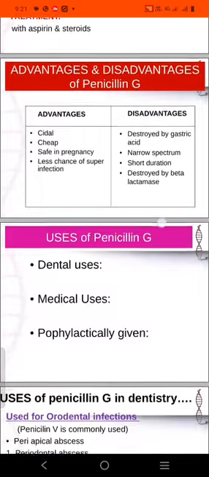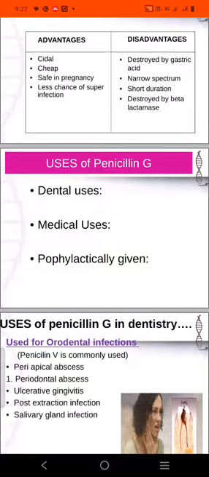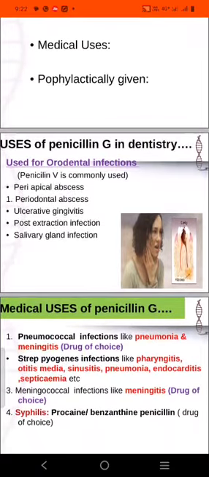Now we will see the uses of penicillin G. Penicillin G is used for dental purposes, medical purposes, and prophylactically in many conditions. For oral infections, penicillin is commonly used: periapical abscess, so what do we mean by this? Abscess formation, periodontal abscess, ulcerative gingivitis, post-extraction infections, salivary gland infections. In these conditions we can use penicillin treatment.